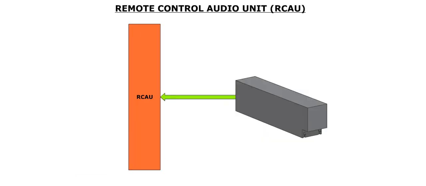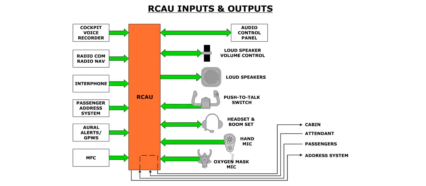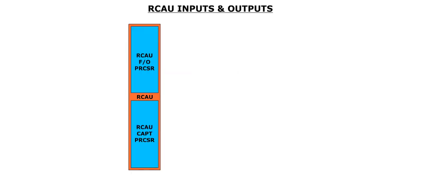The heart of the communications system is the Remote Control Audio Unit, or RCAU. The RCAU processes audio signals from the radios, the interphone, as well as alerts from the flight warning system. Then it directs those audio signals to their corresponding outlet, such as the loudspeaker or the headset. The RCAU consists of two electronic processing boards.